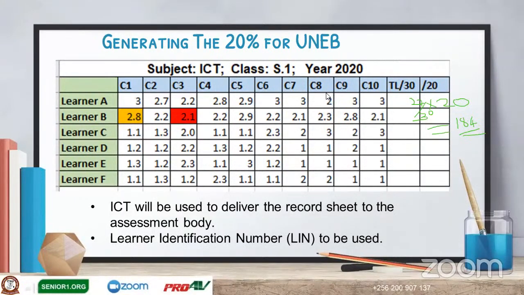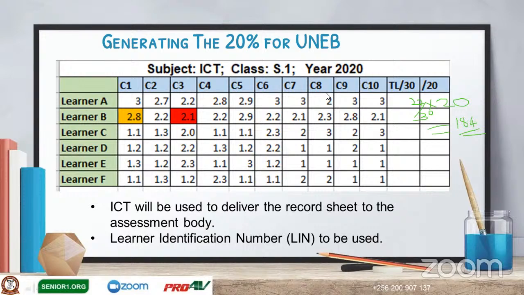So here they are saying that ICT will be used to deliver the record sheet to the assessment body. What they mean here is that UNEB has what are called school portals, where normally results come from, where you do the UNEB registration, where you submit the data, and then where you download your results as a school. So it's through that platform, through the school portal, you'll be submitting these spreadsheets with these results, and the learner identification numbers will be used.